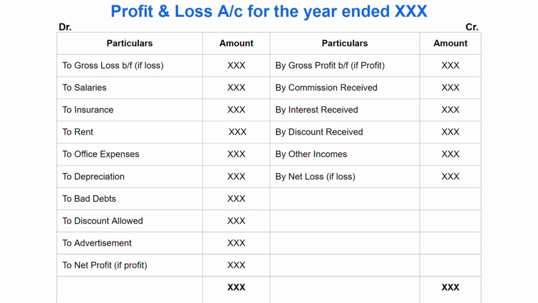Similarly, we calculate the total for both the sides, debit and credit side. If the credit side is more than the debit side, then it is net profit. And if the debit side is more than the credit side, it is net loss. In the trading account, we record direct expenses, but in the profit and loss account, we record indirect expenses and indirect incomes. Now let's see the format of the balance sheet.